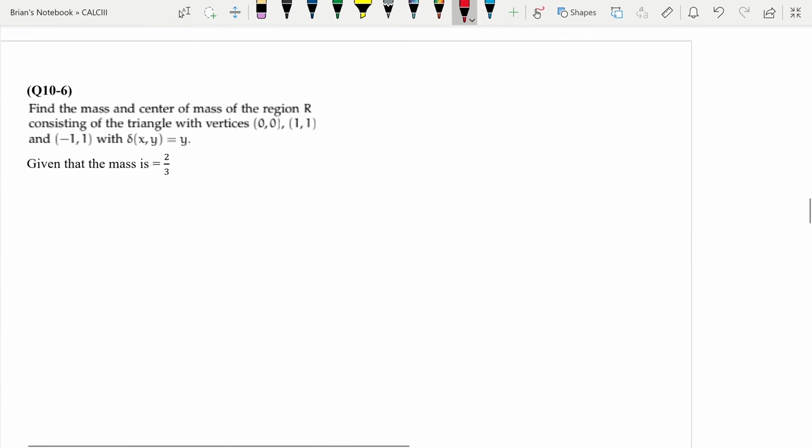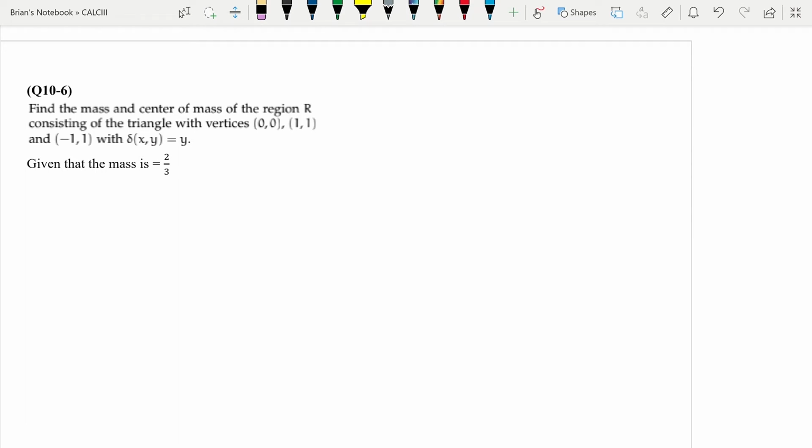Let's move on. A quiz problem. All right, we've been looking at this quiz problem for freaking ever, and we're finally going to solve it in its entirety, which is exciting. So find the mass and the center of mass of the region consisting of the triangle with the vertices. We've seen this before. We've drawn the picture a few times. And remember that the mass is 2 over 3 because we've solved that.